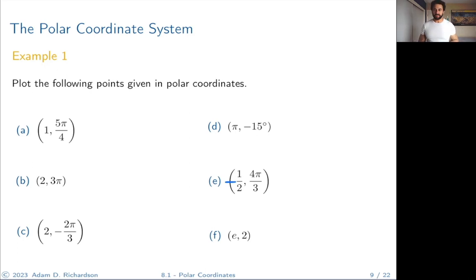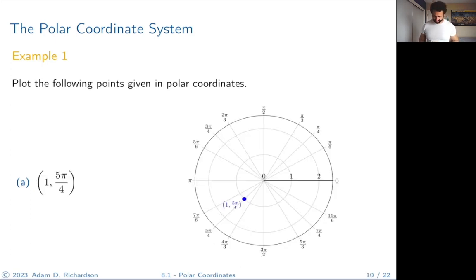So let's just plot all these points. Let's look at A first. We're going to plot the point 1 comma 5 pi over 4. And remember, these all have the structure r comma theta, so we're being given a radius and then an angle. In this case, the radius is 1, so we're going to lie on a circle of radius 1. And the angle that we sweep out from the polar axis is 5 pi over 4. Let's see what that one looks like. Here we go.